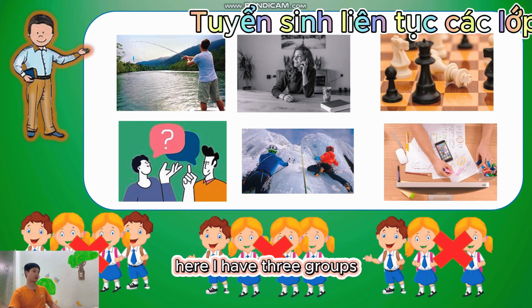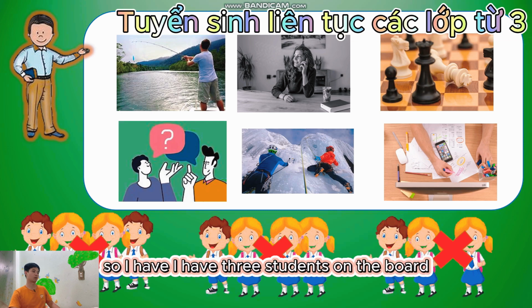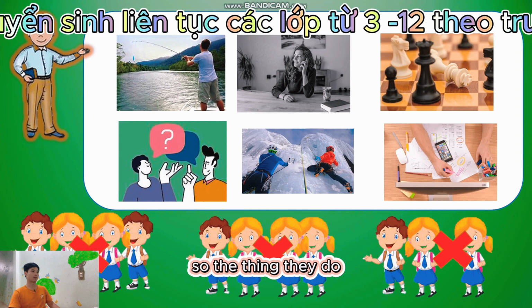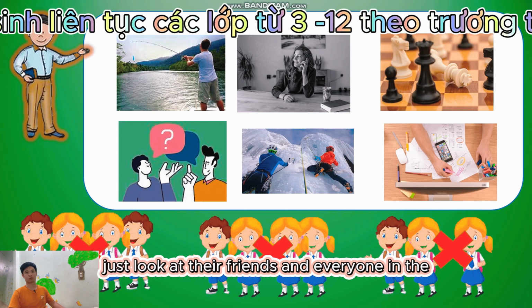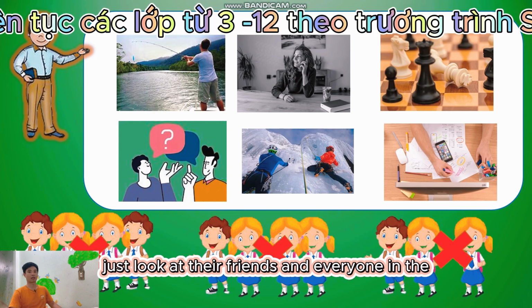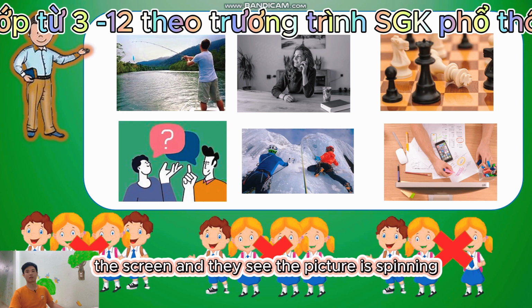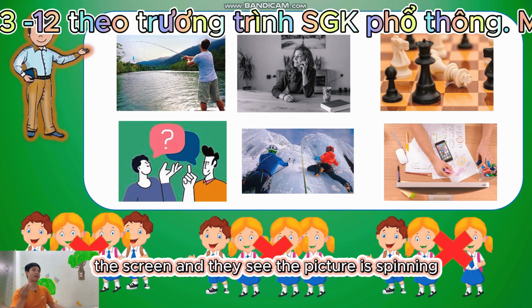For example, here I have 3 groups, so I have 3 students at the board. The thing they do is just look at their friends, and everyone in the class looks at the board or the screen, and they see the picture is spinning.